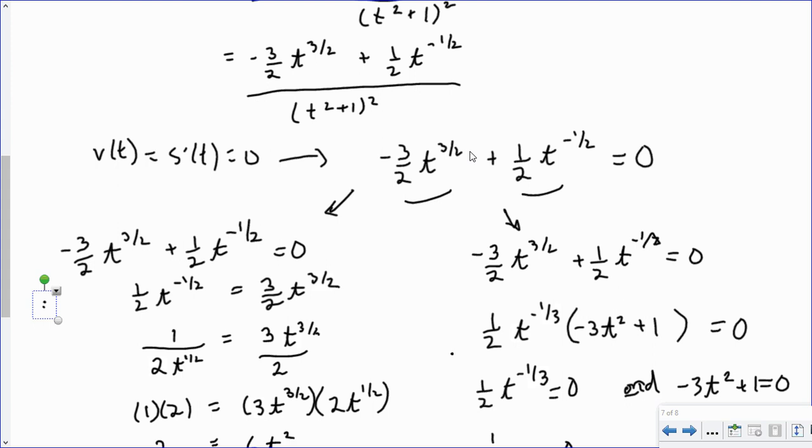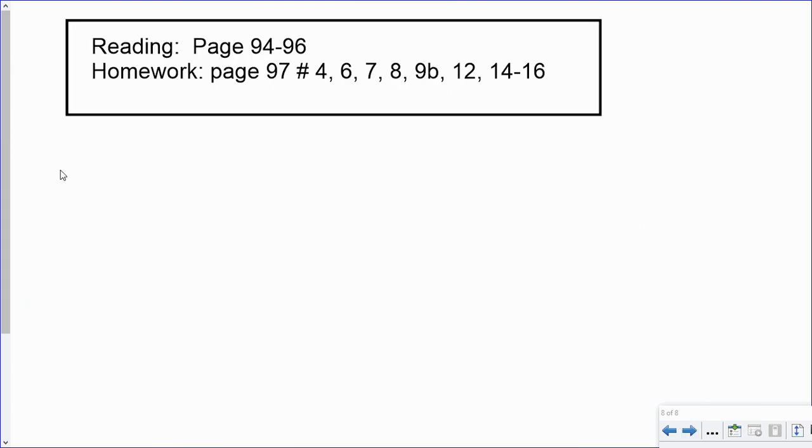I think we multiplied everything by 2t squared, and I get that pretty clean here. That's probably it for quotient rule. Yep, some homework questions, and good luck.